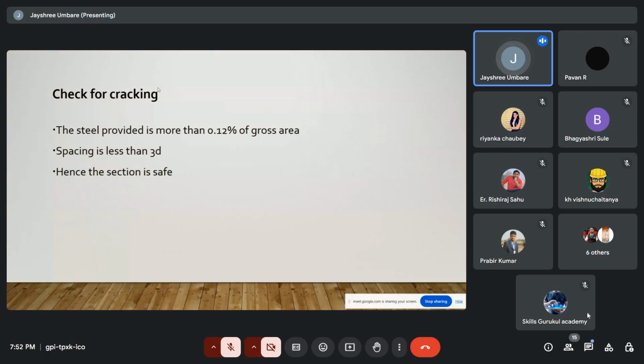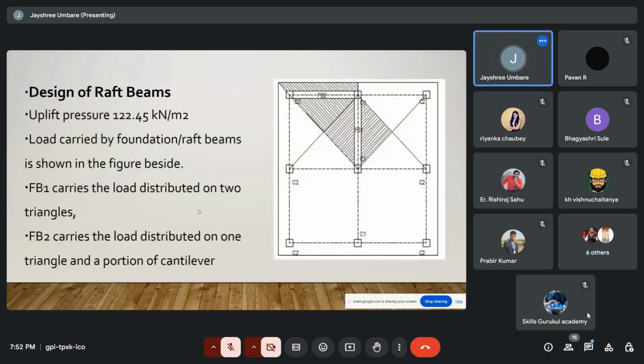Check for cracking. The steel provided is more than 0.12% of gross area. Spacing is less than 3D, hence it is safe in section. Then we have to design. First we have calculated the depth of the slab which is provided below the beam.